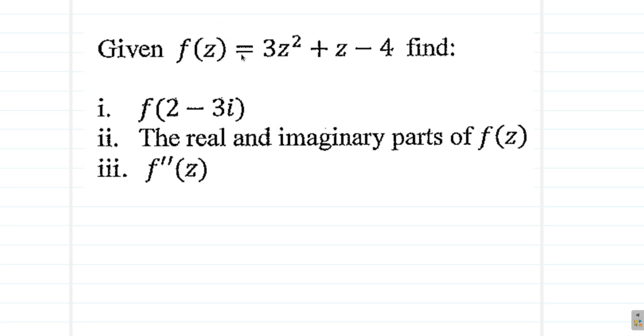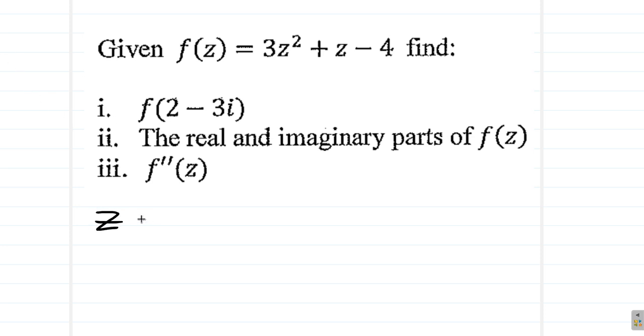You're given f(z) = 3z² + z − 4, where z is used to represent the imaginary number, right? Or is an imaginary function, I should say. Now you must find f(2 − 3i), find the real and imaginary part of f(z), and find f''(z). Alright? Now, remember what z represents?